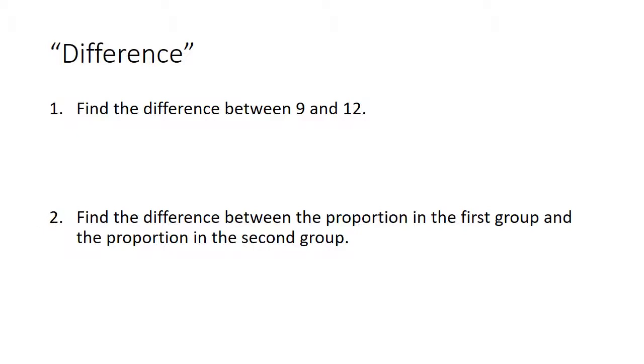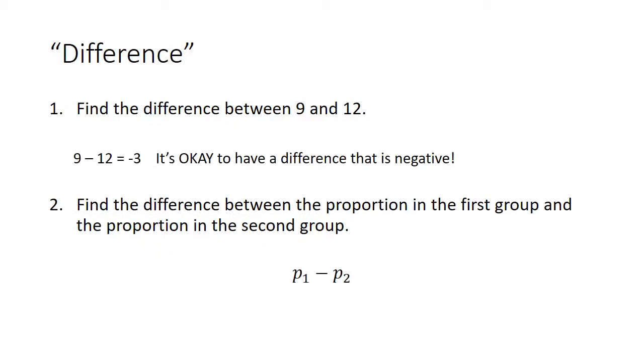Find the difference between the proportion in the first group and the proportion in the second group: P1 minus P2. You have to keep your order straight, otherwise you're going to get your signs backwards. 9 minus 12 is a negative 3, and that's okay. It's okay to have a difference that's negative. It just means that 9 is smaller than 12, so when you subtract, you get a negative number.